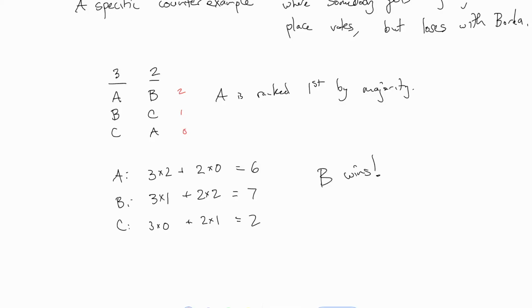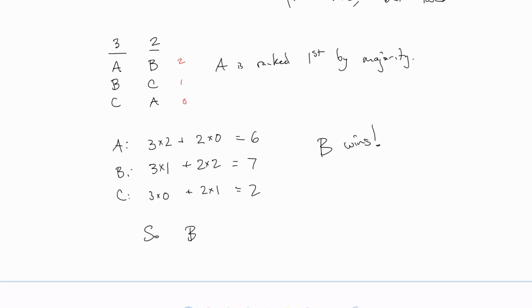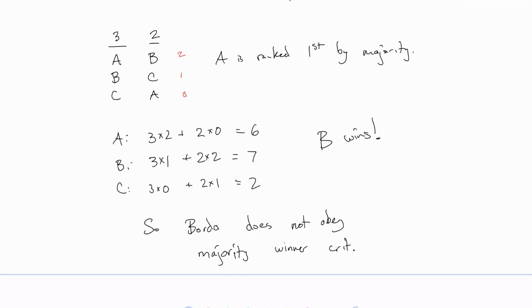All right, so B is the winner, even though A was ranked first place by a majority. So the conclusion is that the Borda count does not obey the majority winner criterion. So in this sense, Borda is worse than the plurality and the Condorcet. And the ranked choice, I'm going to leave it for you on the homework. Borda does not obey the majority winner criterion. All right. So in this particular sense, the Borda count is worse.